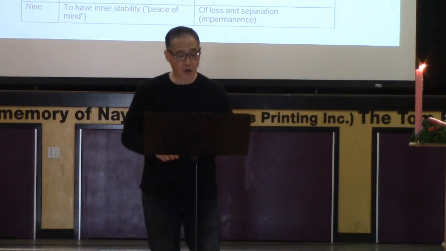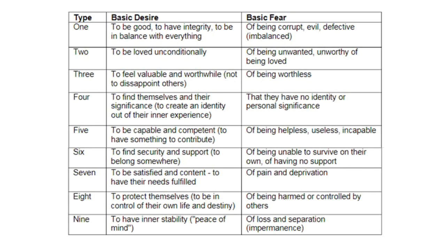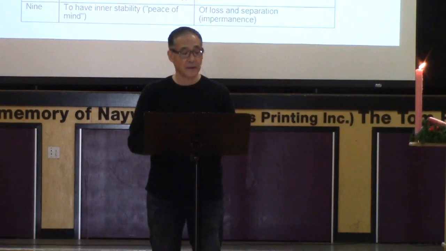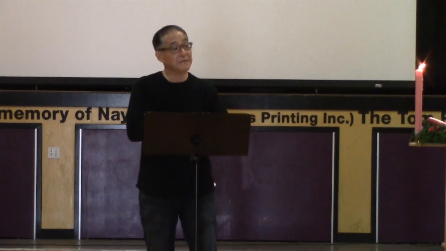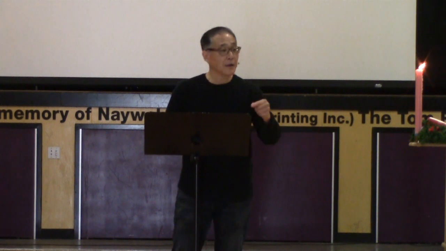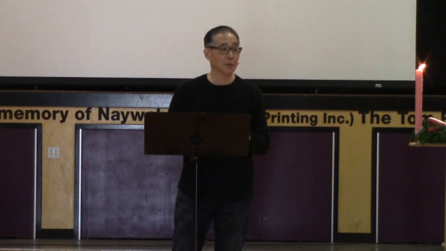As you can see from this chart of the core desires and core fears that are inherent to each of the personality types, the basic desire of the type 3 is to feel valuable and worthwhile and not disappoint others, whereas their core fear is based on their anxiety hidden beneath their surface, that underneath it all, they're worthless. So like all of the other personality types that are ultimately desiring to be validated for who they truly are, 3s struggle with that too.